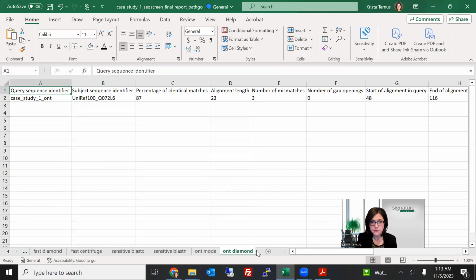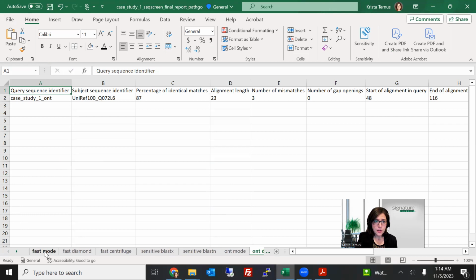And then the final tab on the spreadsheet is giving you more detail about the ONT Diamond outputs, which are just the outputs that correspond to the snake toxin protein that was identified in the middle of the sequence. Hopefully that was helpful.